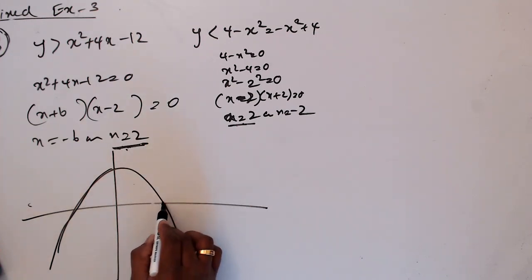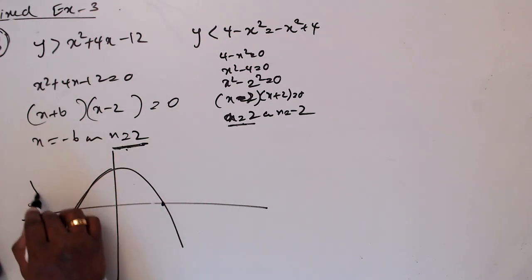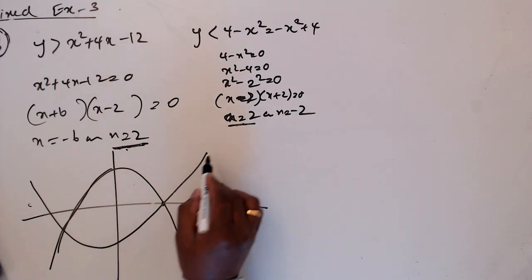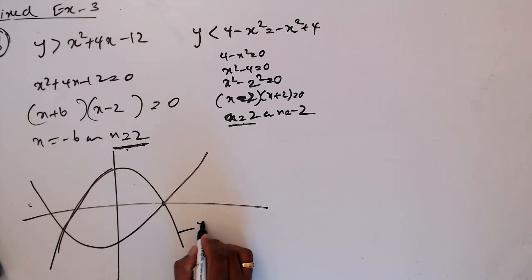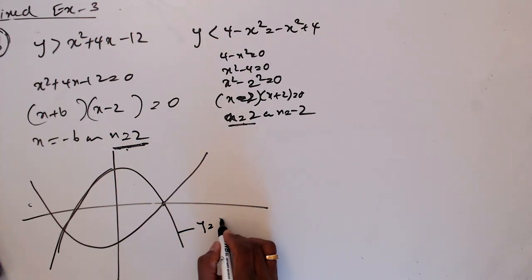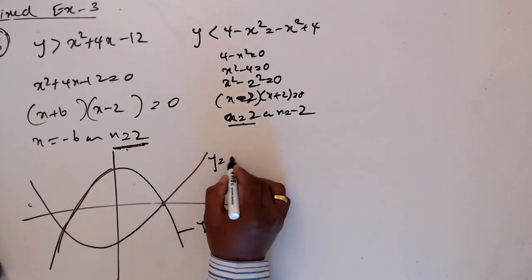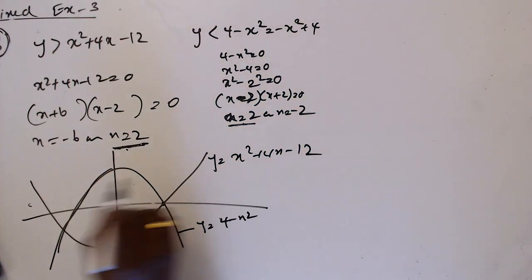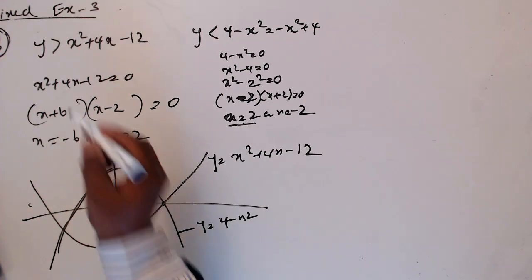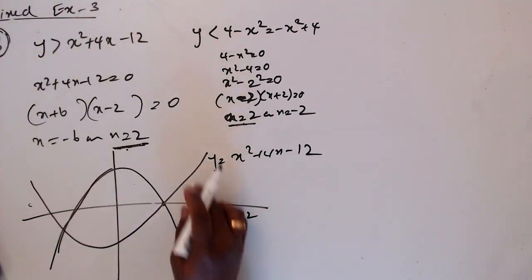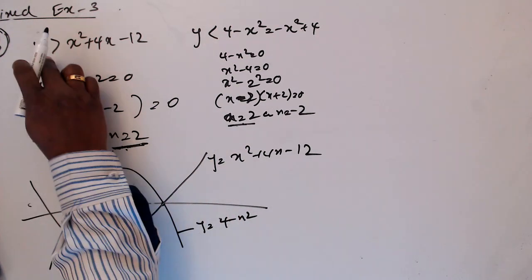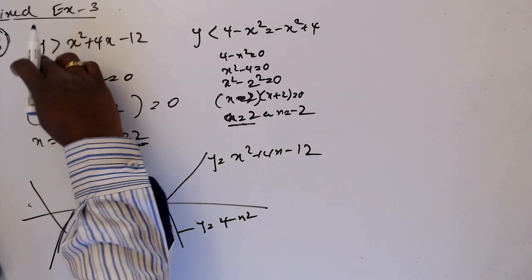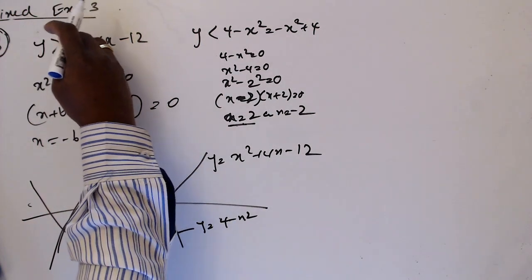It means I'm expecting this kind of graph. And the other one is going to be, this is y equals 4 minus x square, and this is y equals x square plus 4x minus 12. Now let's discuss y. We'll discuss this one, and y greater than x square, y value.